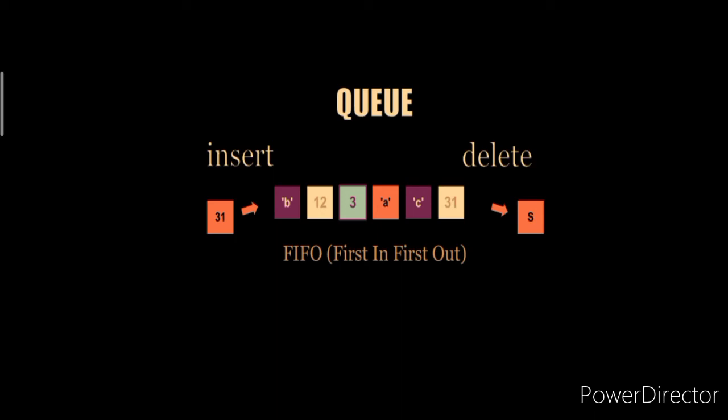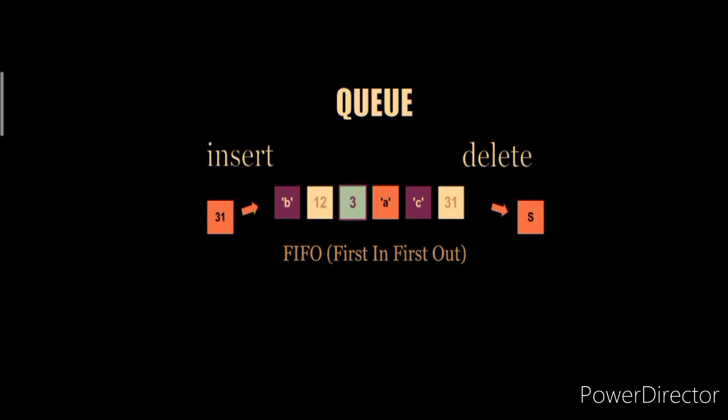An important point in queue is that insertion is done at one end and deletion is done at the other end. So, the strategy which is followed by queue is first in, first out. It means that the element which is first put into the data structure called queue is first out.